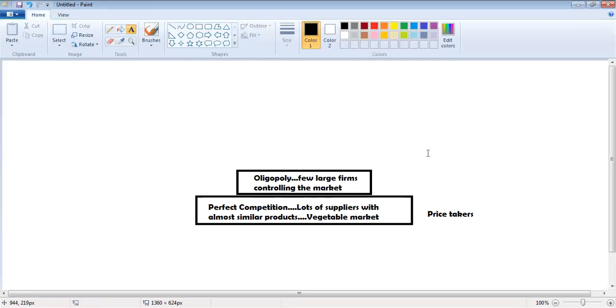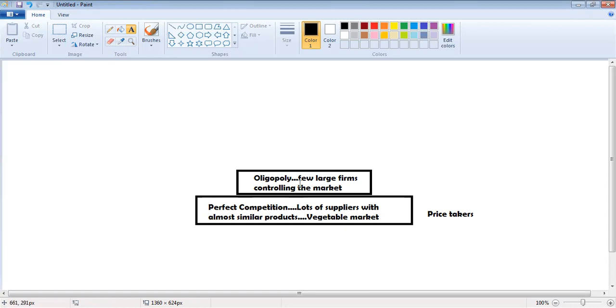So the suppliers are not as many as in perfect competition. Here the competition is less, and only a few, let's say 4, 5 or 6 firms controlling the entire market. And that is true for many industries. For example, if you see the banks in Australia, there are only 4 banks, and all these 4 banks control the entire banking industry in Australia, right? So that is called oligopoly.